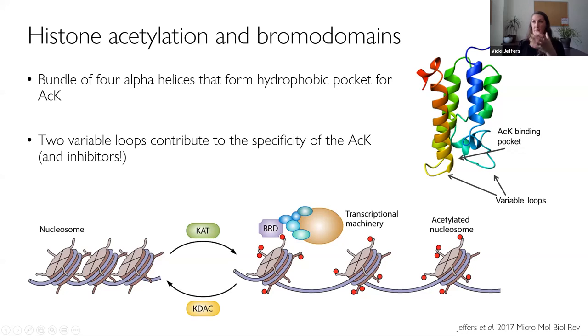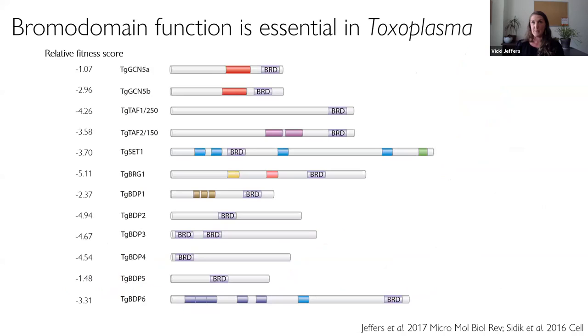So this structure of a bundle of alpha helices forms a pocket that binds the acetylated lysine on the histone tail. And what's really nice about bromodomains and this recognition pocket is that it could also be potentially a really nice target for developing small molecule inhibitors to occlude the acetylated lysine and prevent that bromodomain from functioning or recognizing that acetylated histone. So this is the family of proteins that we've been really interested in studying in Toxo for the last couple of years, with the view to hopefully developing small molecule inhibitors to treat toxoplasma.